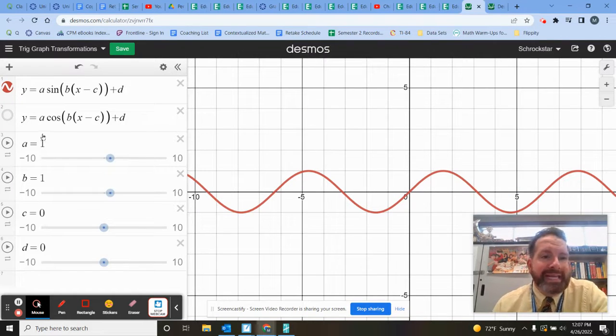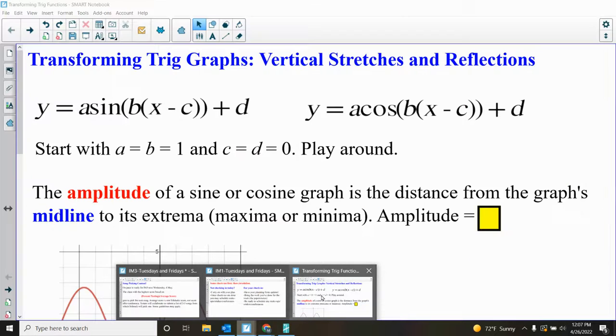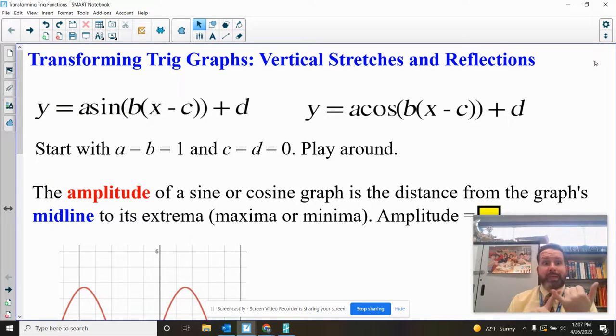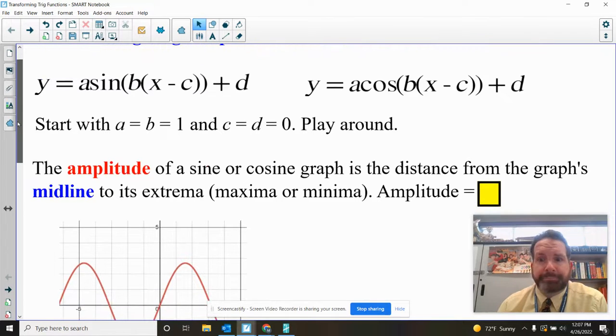And notice where the sliders are. We've got A at 1 and B at 1, and then C and D are both at 0. Every time we reset, that's where they should go. So 1, 1, 0, 0, this is your standard sine graph. What we want to investigate is what do the A, B, C, and D do? So at this point, if you haven't already played around with them, do a quick pause, play around with them, see what they do, and then we'll come back together in just a moment.